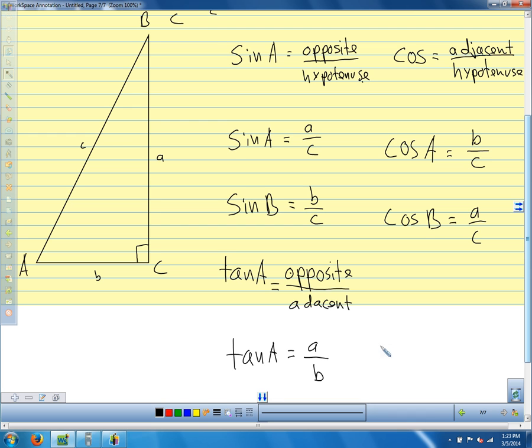And I'm going to go over here. Tangent of B, so there's angle B. What side is opposite angle B? Side B. And what side is adjacent to angle B? A.